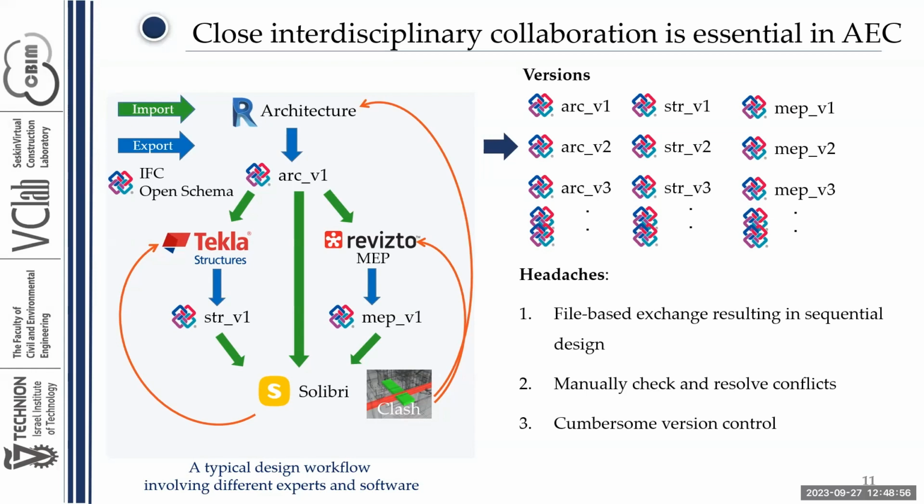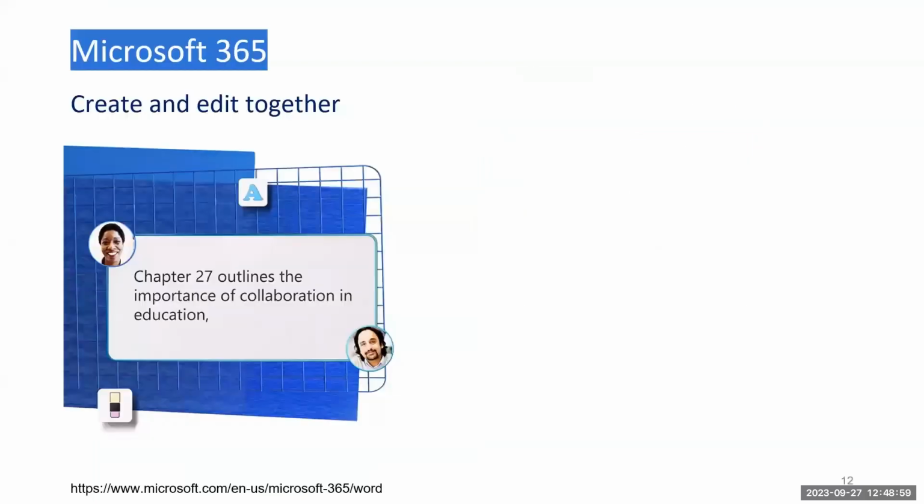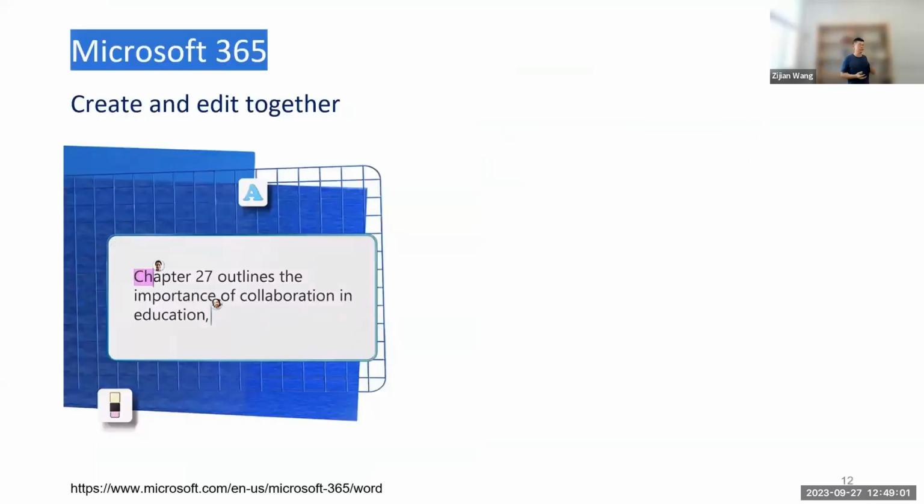It's really cumbersome. When we look outside of the AEC industry, it seems that cloud collaboration is almost everywhere. One example comes from Microsoft Word 365. You can just share a link of the document to your colleagues. Then everyone can access the same file from different places, from different devices. Everyone can create and edit together.